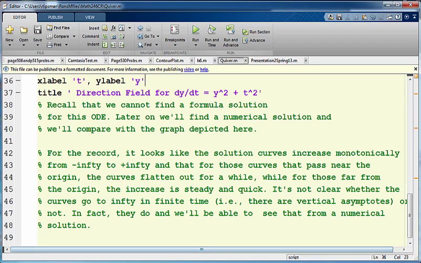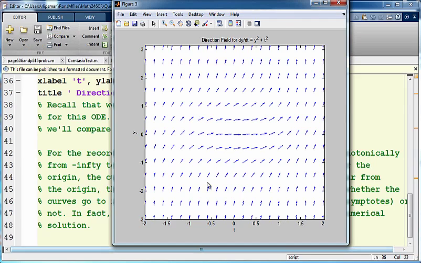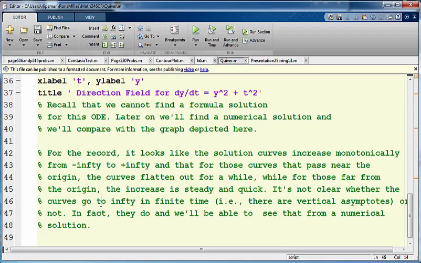So again, let's bring up the graph. So are these blowing up in finite time, or are they going off to infinity in infinite time? In fact, when we do the numerical solution, we'll see that they blow up in finite time.